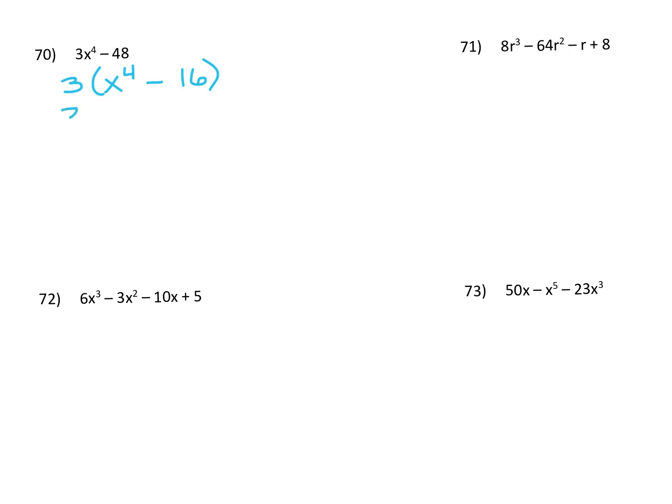So let's bring down the 3 and open up two sets of parentheses. One's going to get addition, the other gets subtraction. And we take the square root of this first term and we put it in the first spot in each parenthesis.